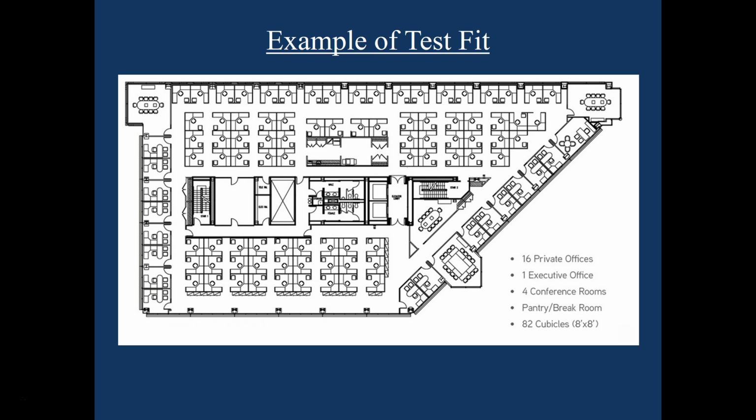If you look at the bullet point list on the right, it indicates that this space has 16 private offices, 1 executive suite, 4 conference rooms, a break room, and 82 cubicles that are 8 by 8 feet. This gives you a very good idea of how well your company or department might fit in this space. In many cases, a landlord will already have test fits done and might be willing to do more that are tailored to your furniture specifications.